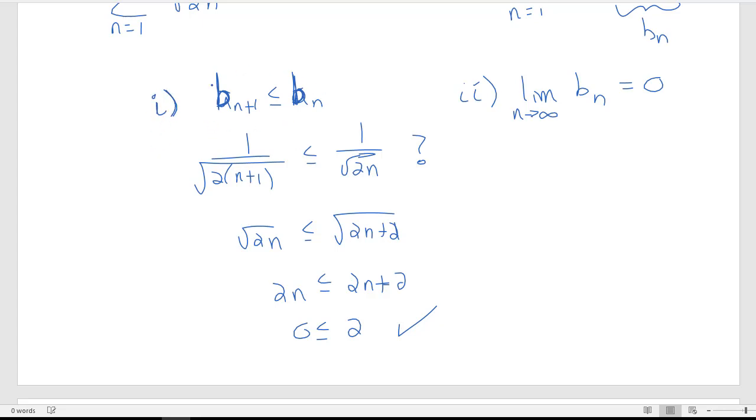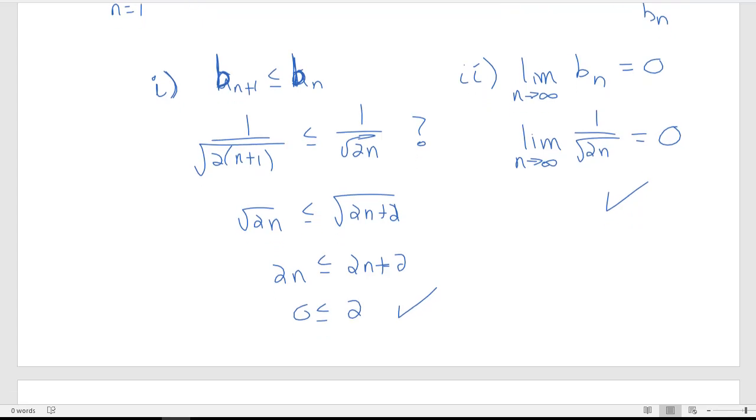We said yes. The second condition is that the terms go to 0. So I have the limit of 1 over 2 square root of 2n. My hand and brain are not connected today. We have the square root of 2n as n goes to infinity, and this is 1 over infinity, and that goes to 0. So we satisfy both conditions of the alternating series test.